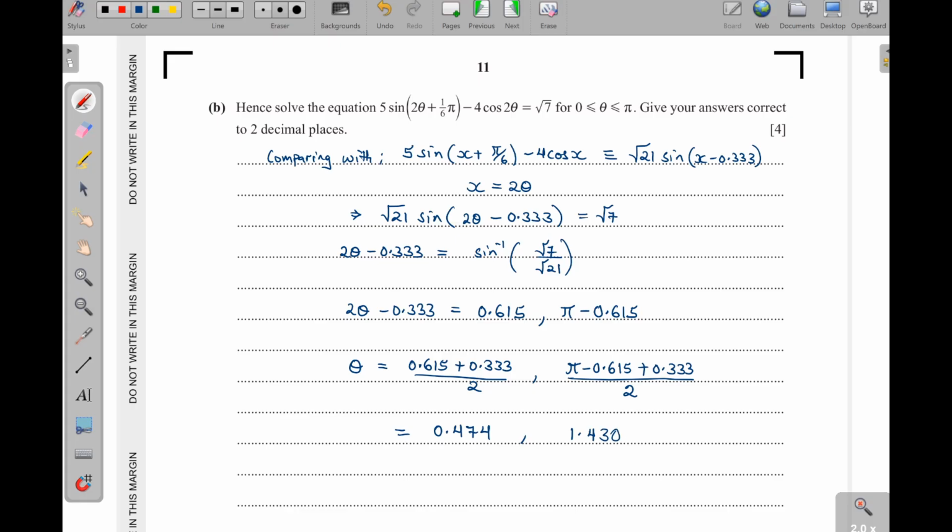Okay, so implying that our answers are going to be, remember they say to 2 decimal places, so theta is going to be 0.47 and then 1.43. Okay, 2 decimal places. These ones are in radians. And by the way, we are not exceeding pi, which is 3.14, and these ones are below that. Okay, so that is what we are supposed to have there.